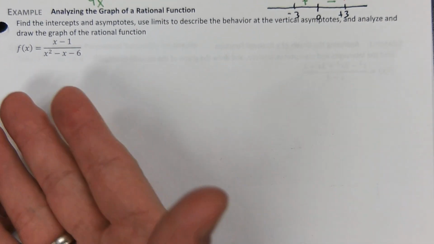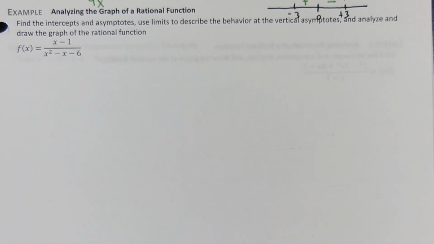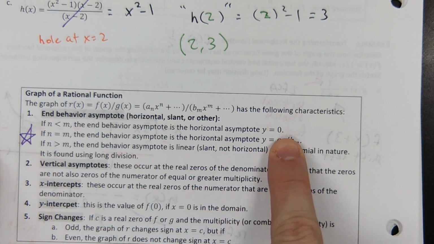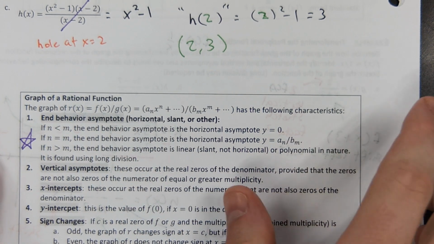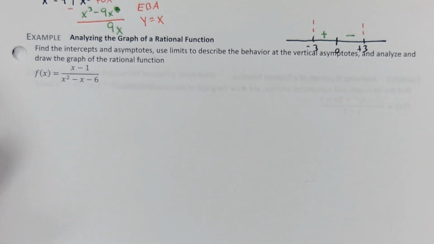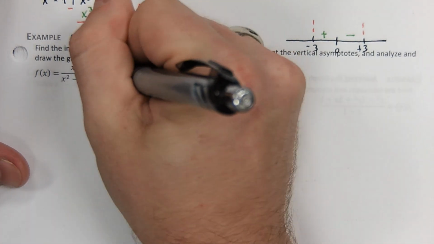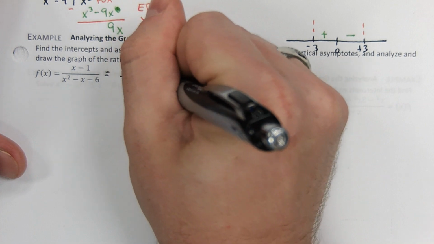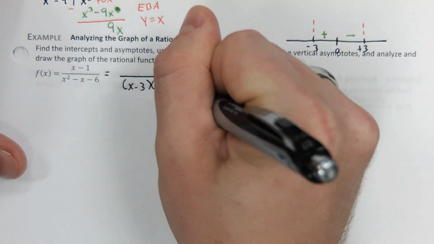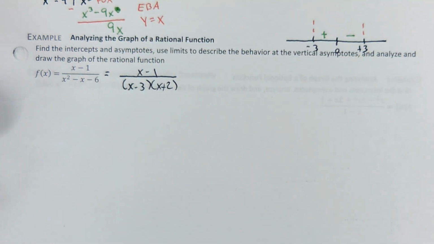Speaking of, this is not top heavy. This is actually bottom heavy. And if you look back to the boxed starred object from yesterday, bottom heavy automatically uses y equals 0, which is the x-axis, as a horizontal asymptote. Before we do that, though, factor everything you can. There, fully factored.